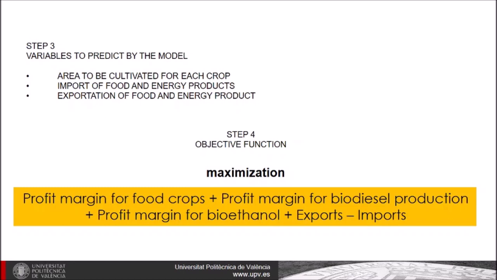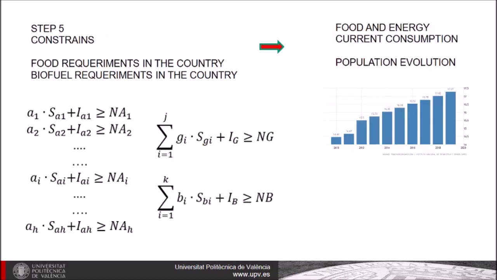The objective function will be a maximization of profit, such as profit margin for food crops plus profit margin for biodiesel production plus profit margin for bioethanol plus exports minus imports. The constraints are defined as the area of the crops by the yield plus the imports must be higher or equal to internal consumption of the country. The consumption of the country of food and biofuels will depend on increase in the population.